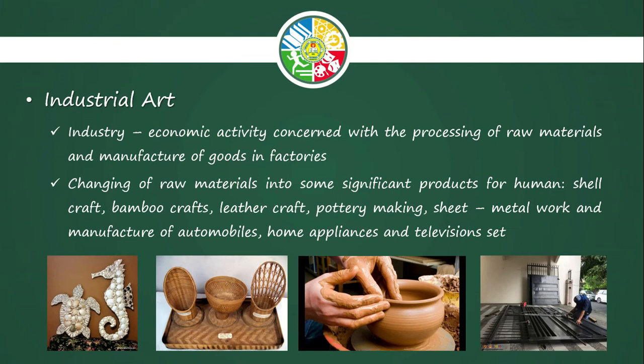Next, we have pottery making, and the next one is metal work. And aside from that, we have automobiles, home appliances, and television sets. Furniture is also included here. I did not include the pictures and examples because I know you already have an idea of what they are. So to make it clear, industrial arts are those artworks used by businesses, factories, and companies for business. So, furniture and appliances.